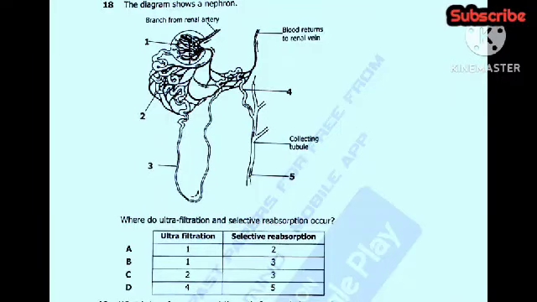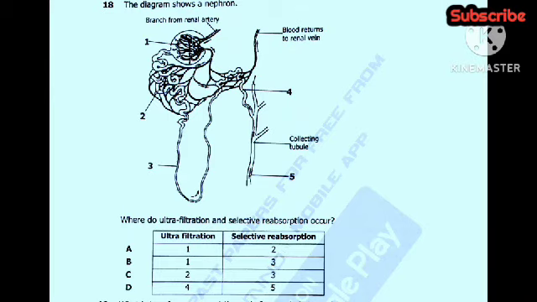Number 18. The diagram shows a nephron. Okay, branch from renal artery. We have numbers 1, 2, 3, 4, 5. We have blood returns to renal vein. We have collecting tube, like that. Where do ultrafiltration and selective reabsorption occur? Okay, they want you to tell them where ultrafiltration and selective reabsorption occur.